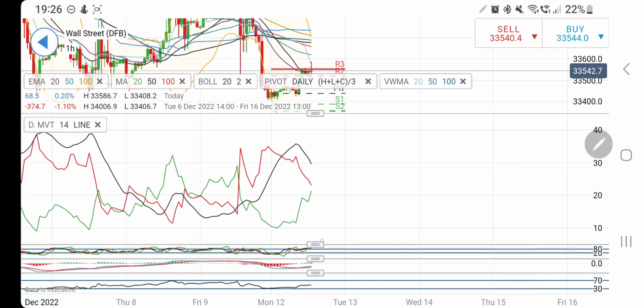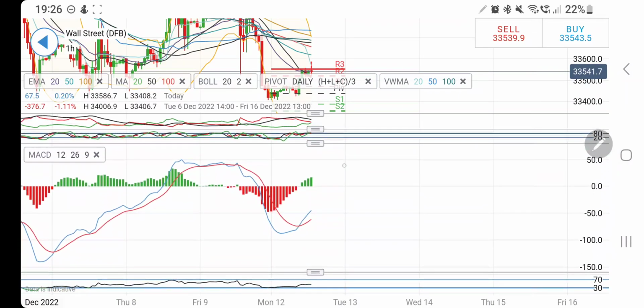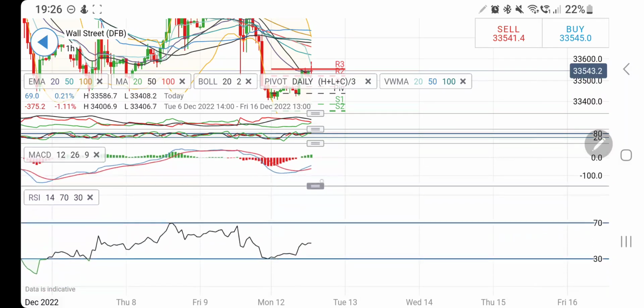Directional movement, bearish trying to converge, stochastic overbought, now looking downwards. The MACD has crossed over for a bullish move. It is looking upwards here.